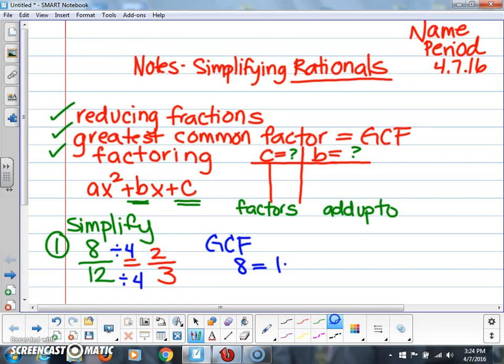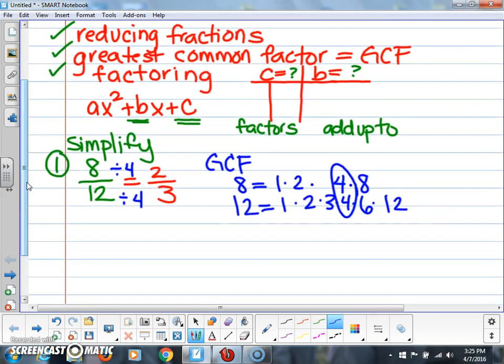They are 1 times 8, 2 times 4, and that's it, right? What are the factors of 12? Well, 1 times 12, what else? 2 times 6, and 3 times 4. So in your head, without even realizing, your brain went through all the little different multiplication tables. And you decided that 4 was the greatest common factor. So you divided your numerator and your denominator by 4 to get 2/3. Easy? Cool. Okay, so you guys know how to reduce fractions.